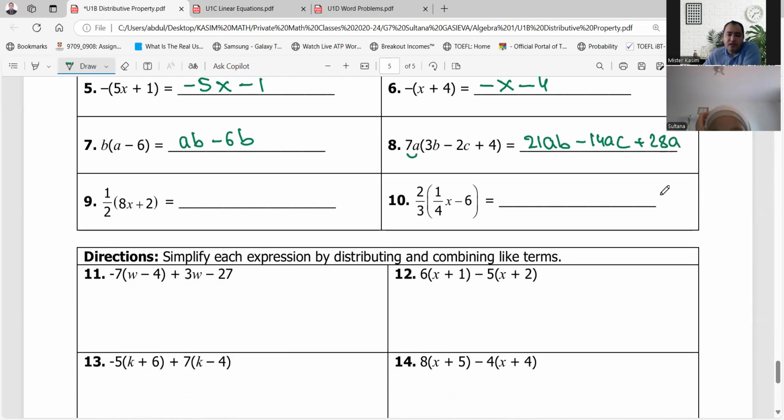And now question 9, 1/2 times 8x plus 2. What is 1/2 of 8x? That is 4x. Plus, what is 1/2 of 2? It is just 1.